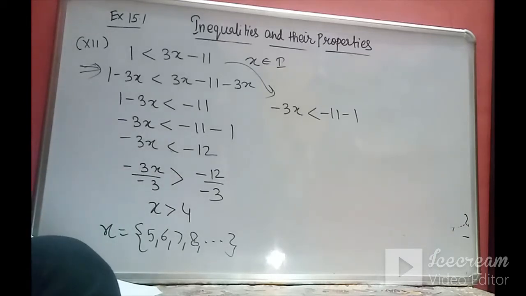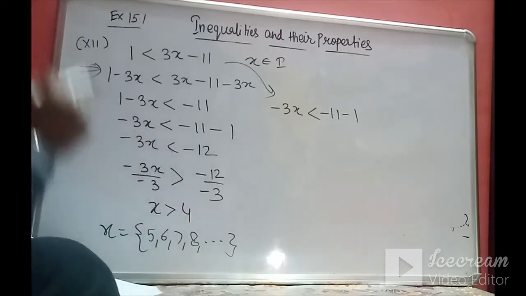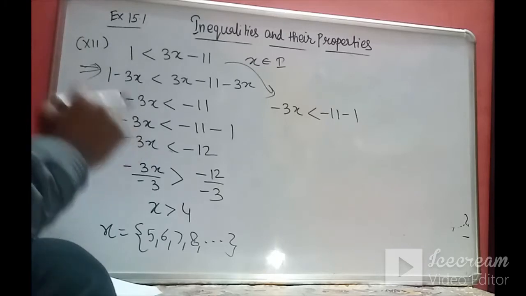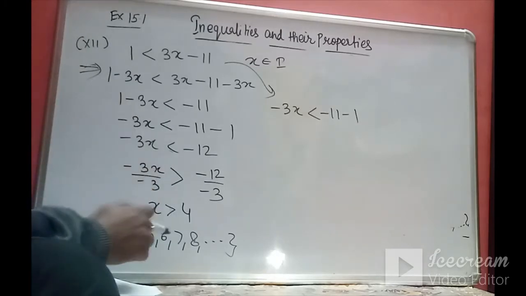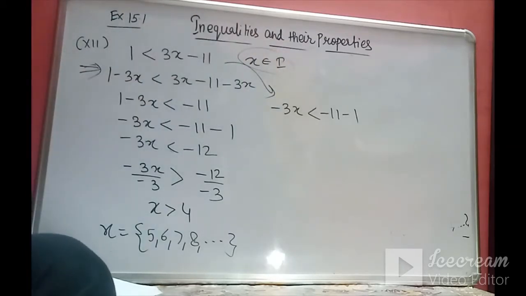So we have used all the properties in solving the question. Especially this one you should remember: multiplication or division by a negative number will always change the sign of the inequality. And whenever you write the solution set, pay attention to the replacement set, what replacement set is given.